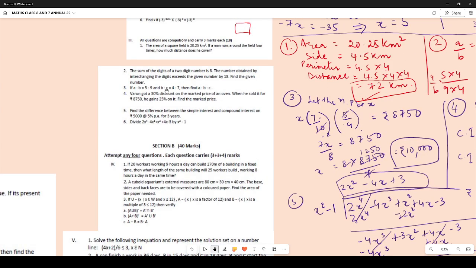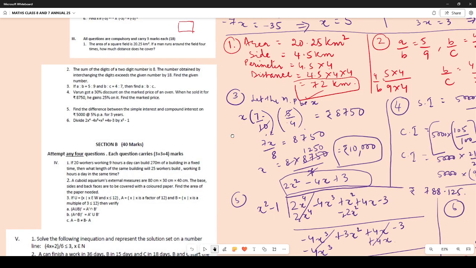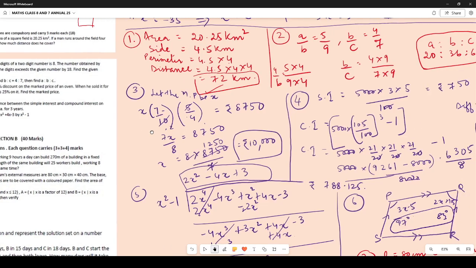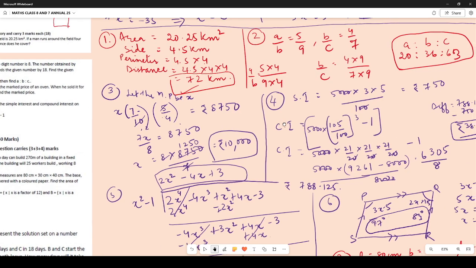This one. A is to B is 5 is to 9 and B is to C is 4 is to 7. Find A is to B is to C. So we have the solution over here. A is to B is 5 is to 9, B is to C is 4 is to 7. We need to cancel out the B part or make it equal. For this we need to multiply this fraction with 4 and this fraction with 9.